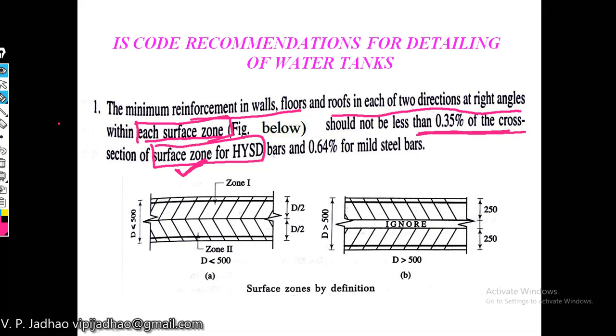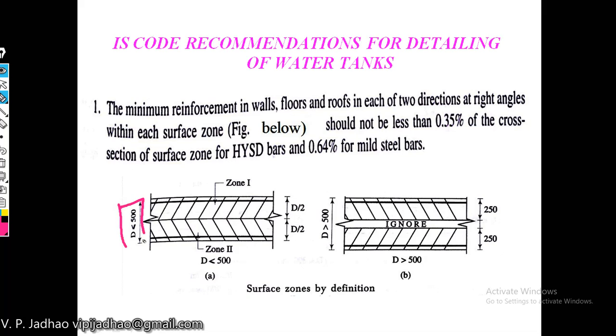Whenever we will be designing some floor or wall or roof of a water tank, we will consider if the depth or thickness of that particular member is less than 500 mm. Then, if we are providing some steel reinforcement in the top, for calculation of this steel reinforcement we will be considering half of the depth, that is d by 2, and for the remaining steel which is provided at the bottom, we will again be considering d by 2.